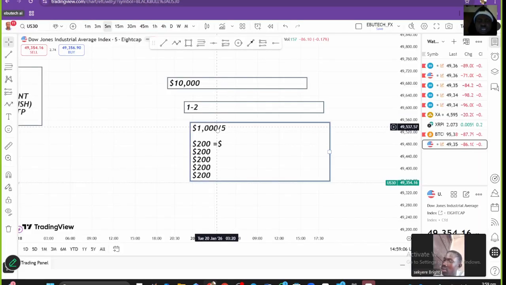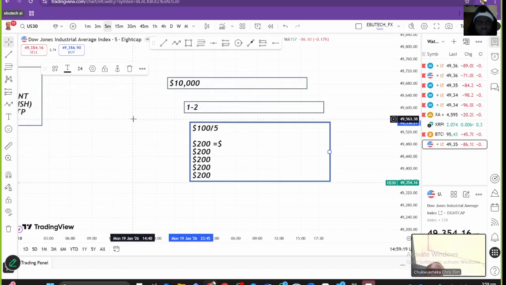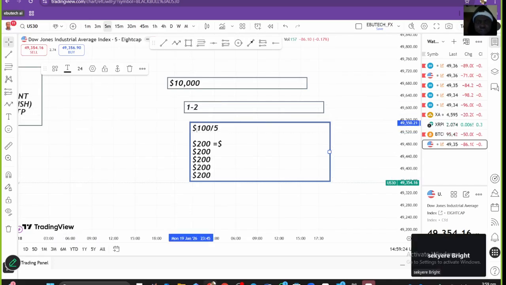Now we are risking $100 per day. It's not $1,000. I don't know if you guys are following. And that $100, we are dividing it into 5, so 20. We are risking $20 per trade. I'm just giving you the procedure you will follow to trade your 10,000 demo account.